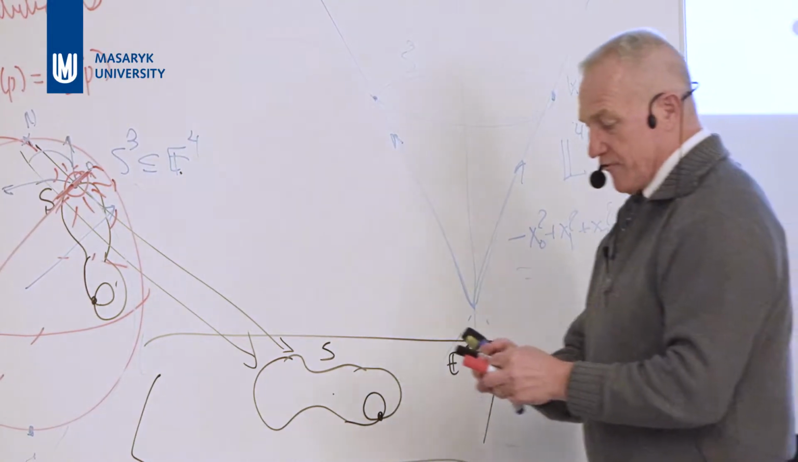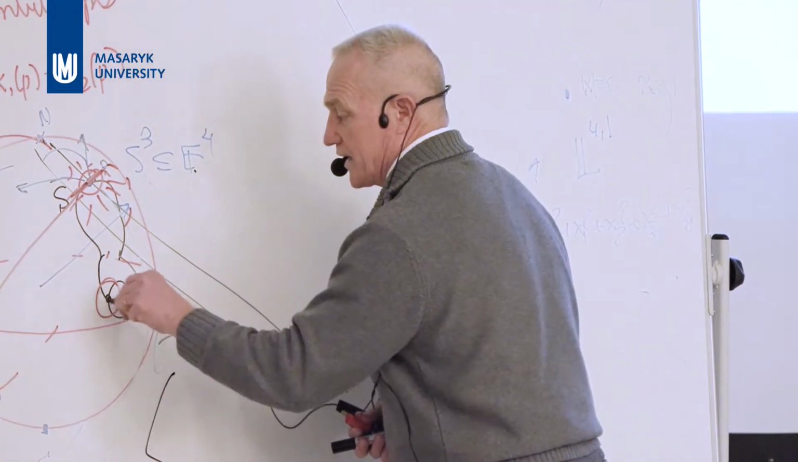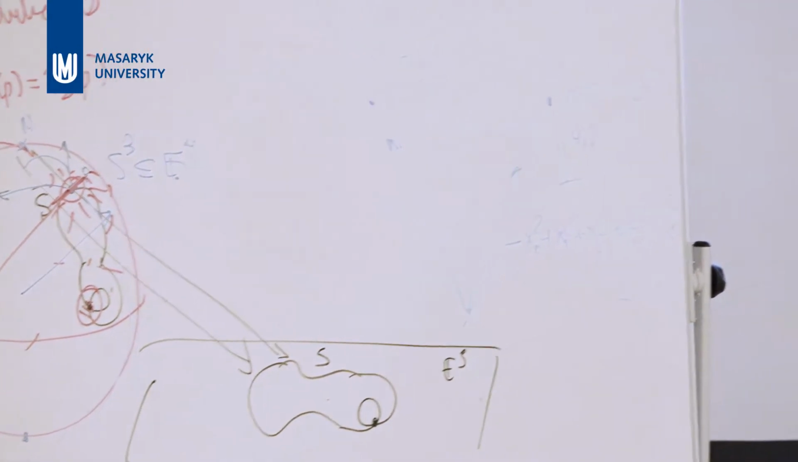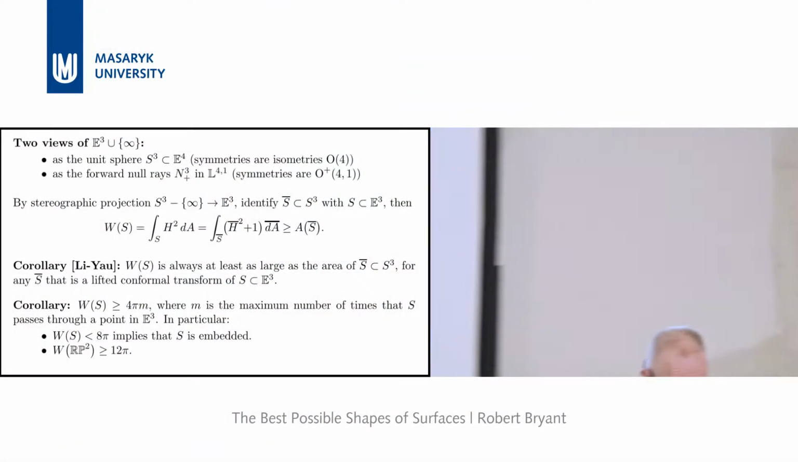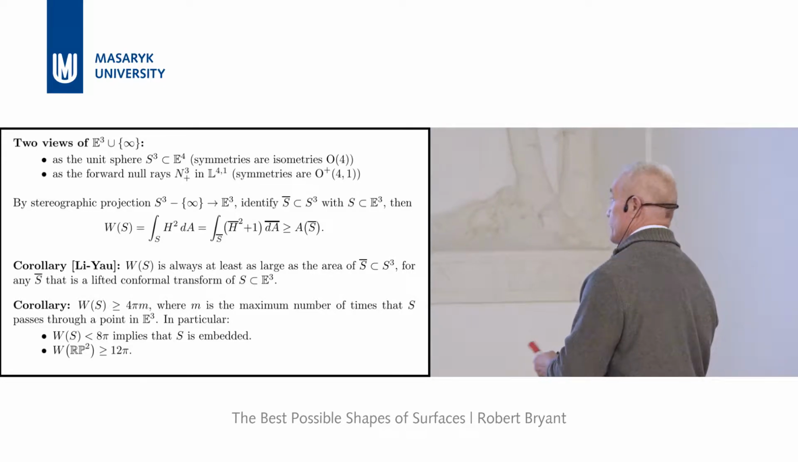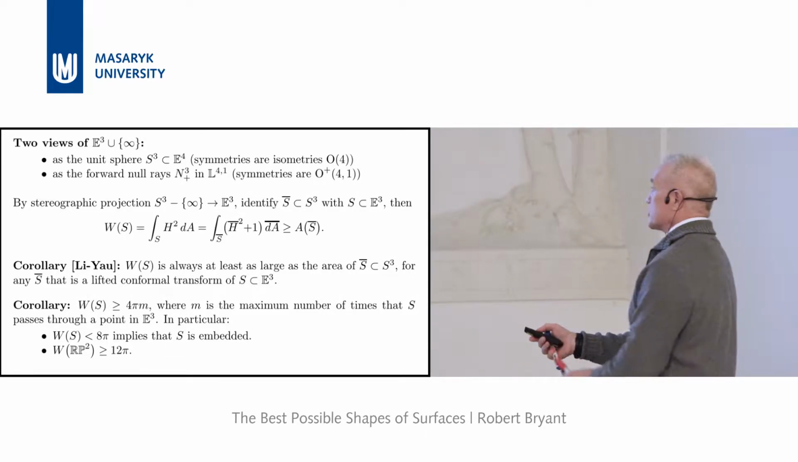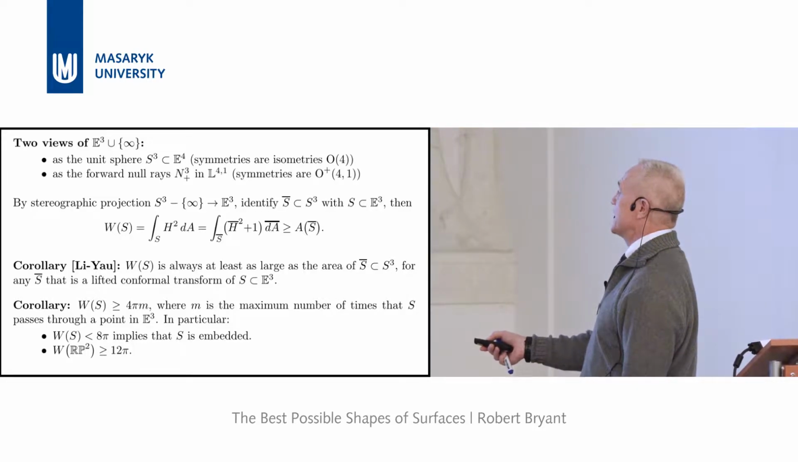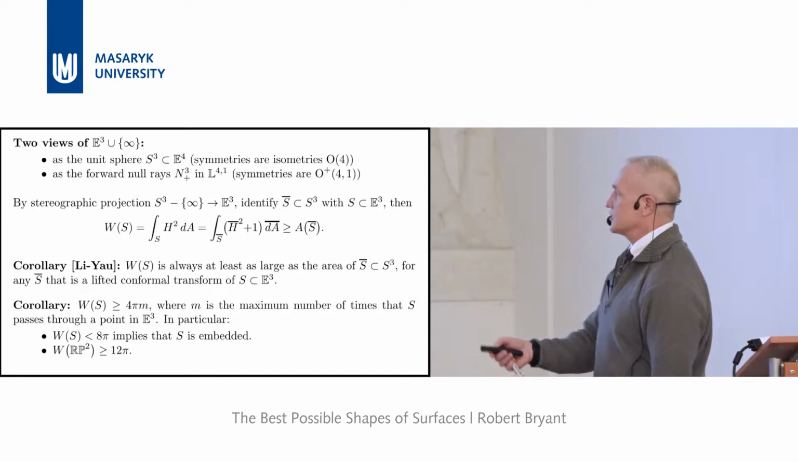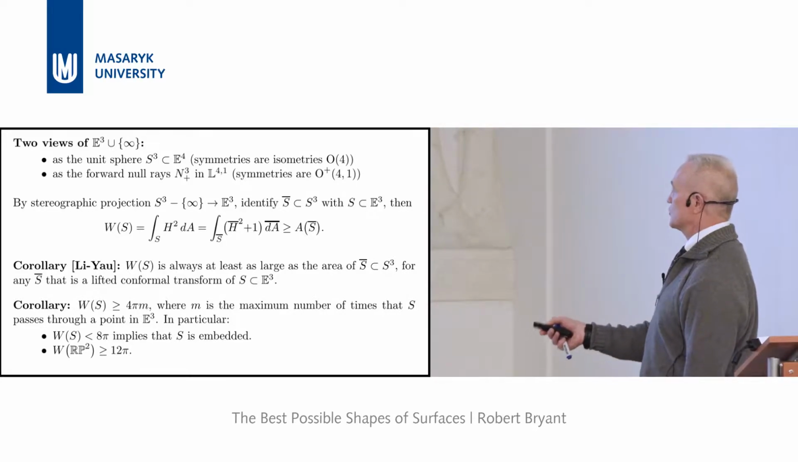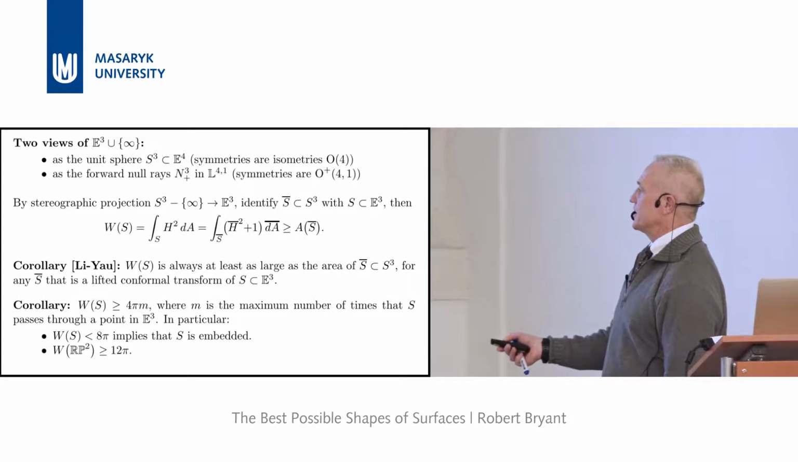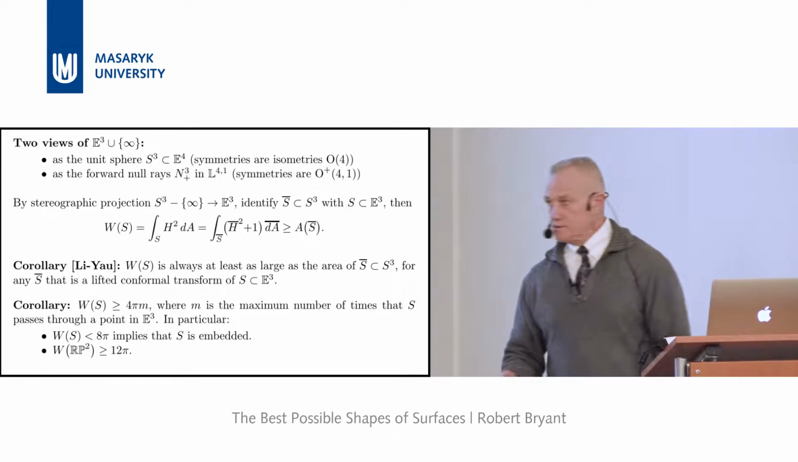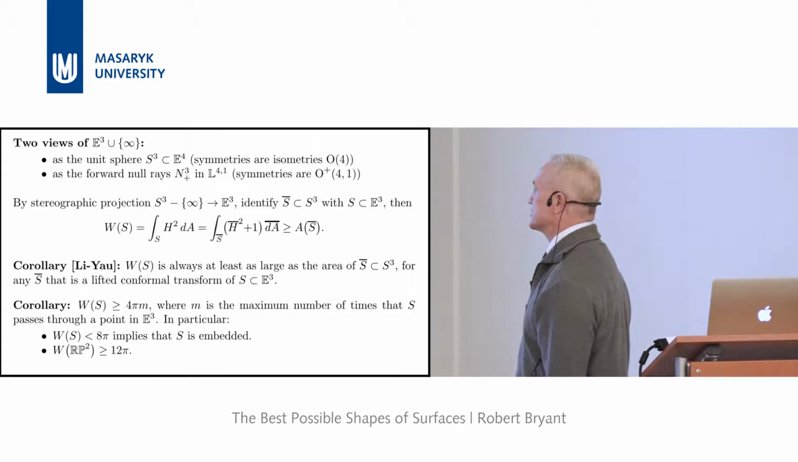Then when you dilate away from this point, it'll converge to 2 spheres. And so the area will converge on 8 pi. And in general, if S passes through some point m times, then this argument shows that the Willmore function, which is always at least the area of one of these pre-images, has to be at least 4 pi m, where m is the number of pre-images.